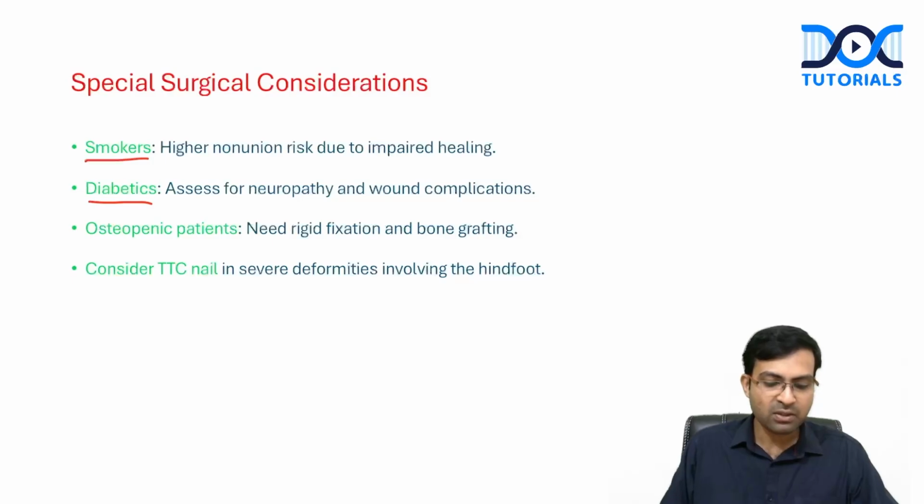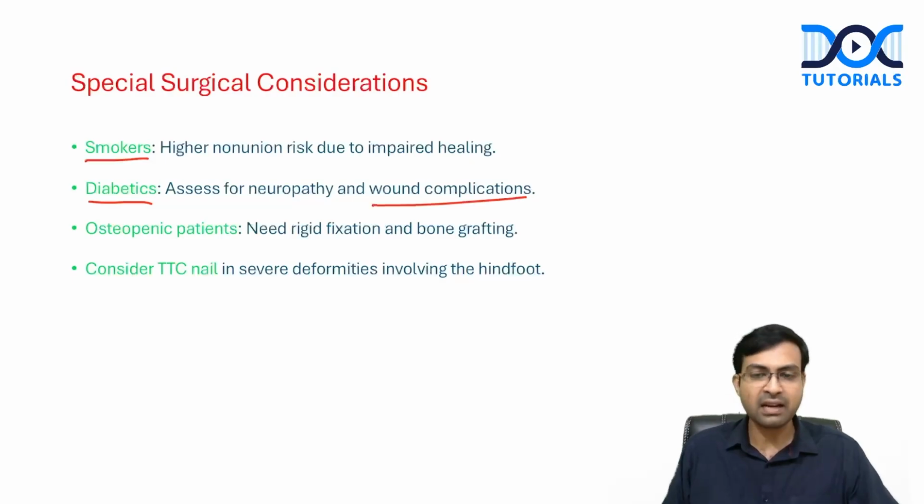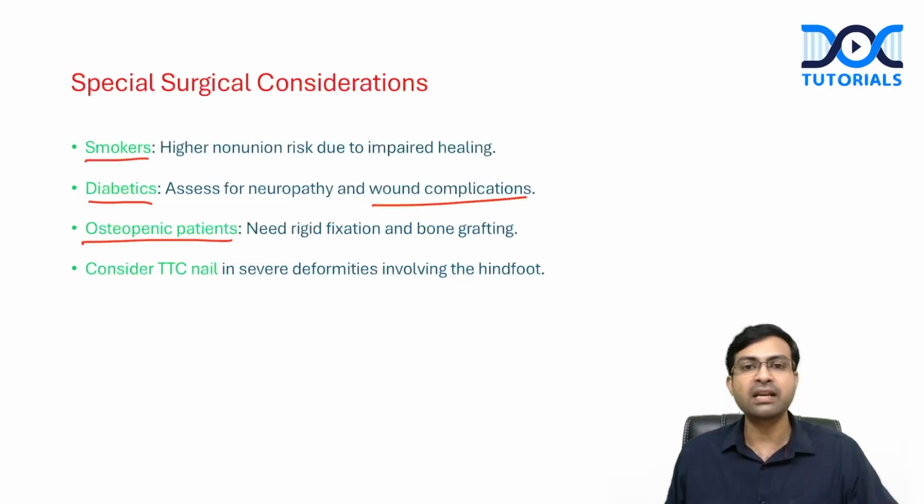Similarly, diabetics may have some amount of diabetic neuropathy, and make sure that the patient does not have any evidence of Charcot's joint. Otherwise, your surgery may fail. And also, the second problem with diabetics is wound complications, isn't it? That is also important. In an osteopenic patient, you have to do a rigid fixation. Either use an LCP or give adequate compression at the arthrodesis site, and you will have to do an adequate amount of bone grafting as well.